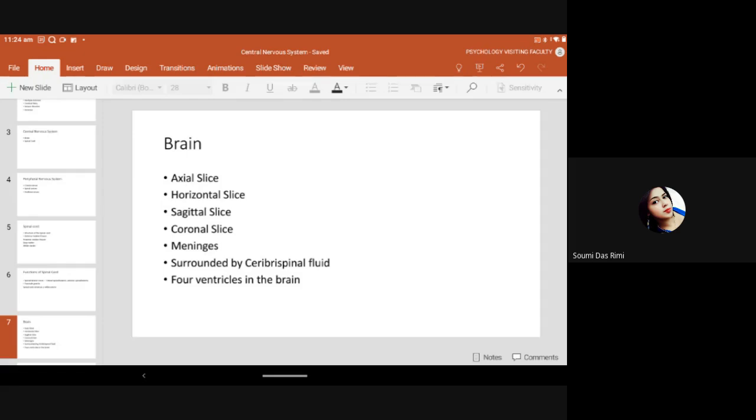That means if the brain is sliced using three planes, and these planes resemble actual slicing done, for instance, at the time of post-mortem examination, or virtual slicing using magnetic resonance images of the brain that you have studied already in the first chapter. Magnetic resonance images of the brain. So there are three planes.